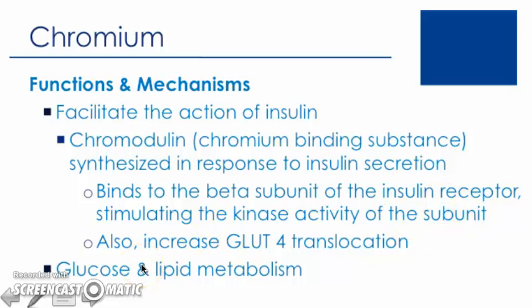With the binding to the beta subunit, it promotes and facilitates the intracellular signaling cascade occurring in response to insulin binding to the insulin receptor, thus promoting an increase in GLUT4 translocation. So it facilitates the effects that occur when insulin binds to the insulin receptor. Therefore, it will play a role in glucose and lipid metabolism.